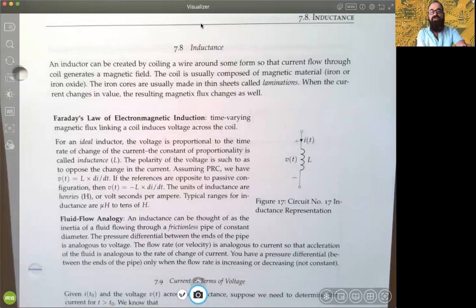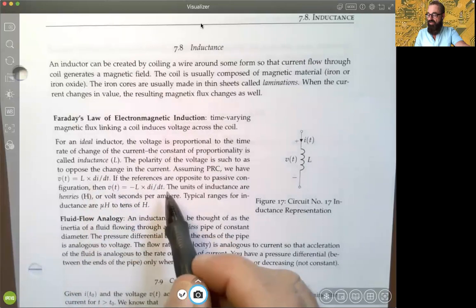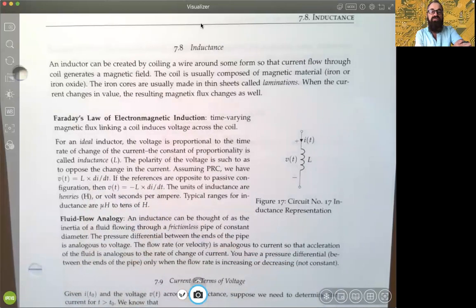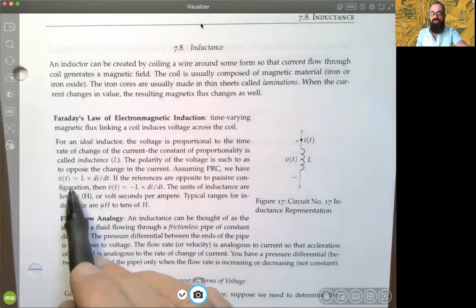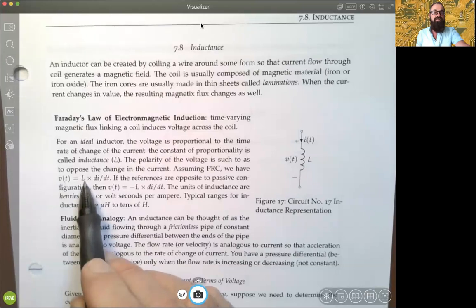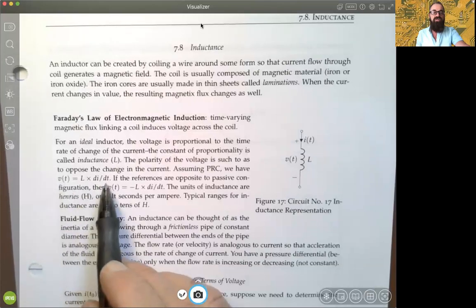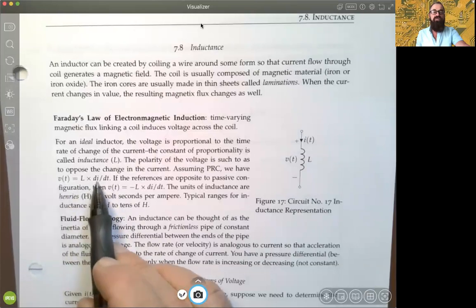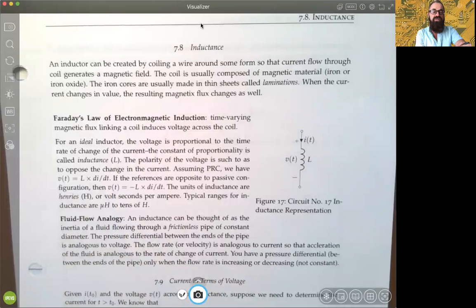For an ideal conductor, the voltage is proportional to the time rate of change of the current. The constant of proportionality we're going to call L, for inductance, as indicated here in the notes. And the polarity of the voltage is to oppose the change in the current. So assuming PRC for an inductor, just like we would for a capacitor, we have this equation. Remember, with a capacitance, the current was the capacitance constant C times the rate of change of voltage. This is just completely swapped. Now the voltage is being generated by the instantaneous rate of change of the current.